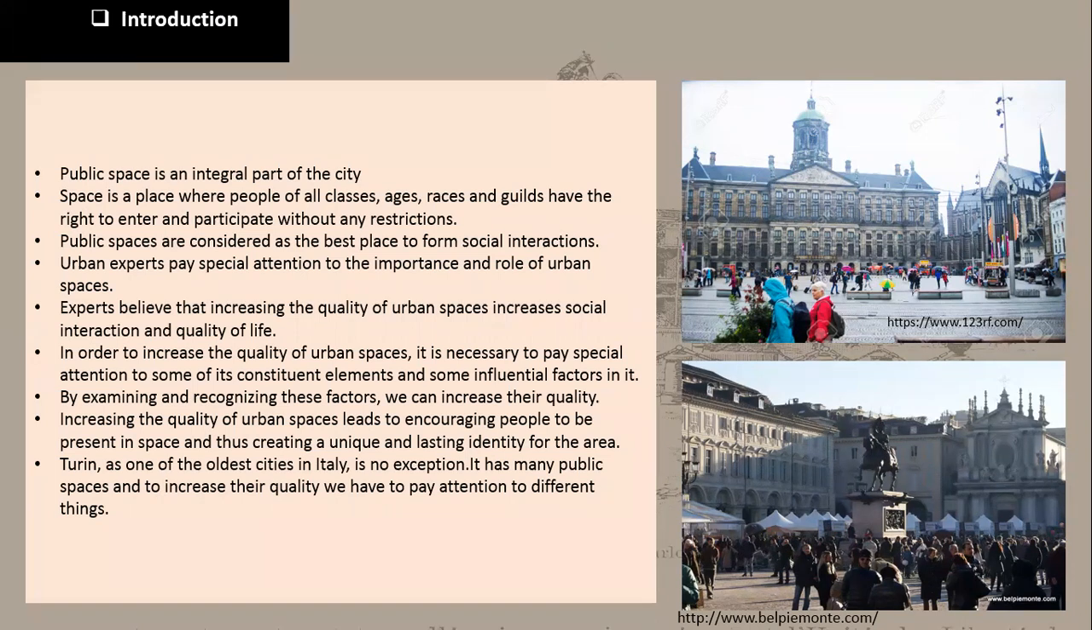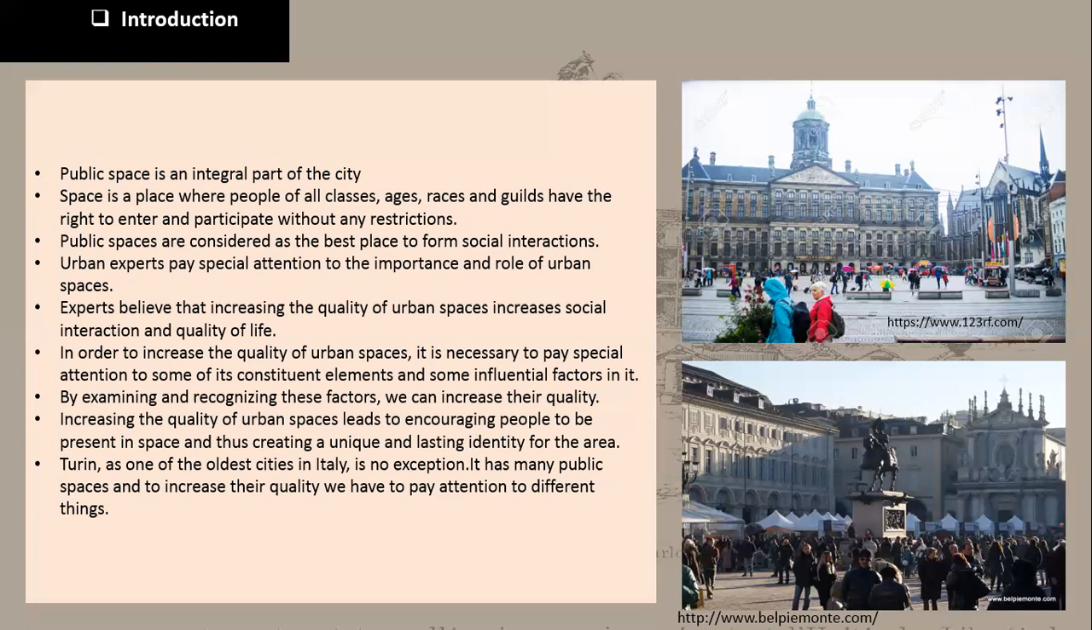Many different activities take place in this part of the town, and in this place different groups of people of every class, age, race, and gender have the right to enter and participate without any restriction. In fact, public spaces are considered the best place for the formation of social interaction, and urban experts emphasize the importance of paying attention to the role of urban space for social interaction. They increase the quality of urban space as a factor for people's vitality. Therefore, paying attention to this part of the city is very important.